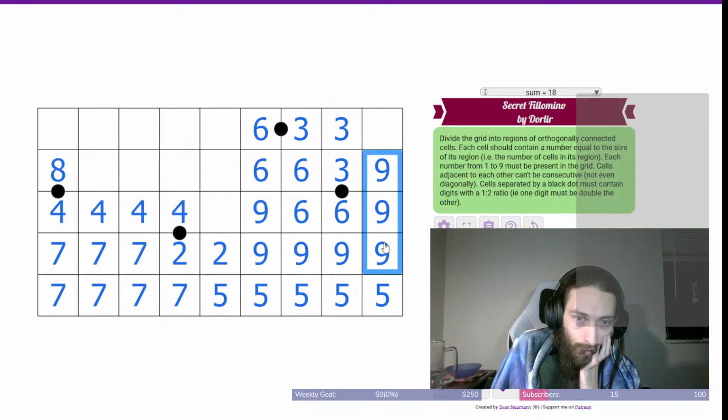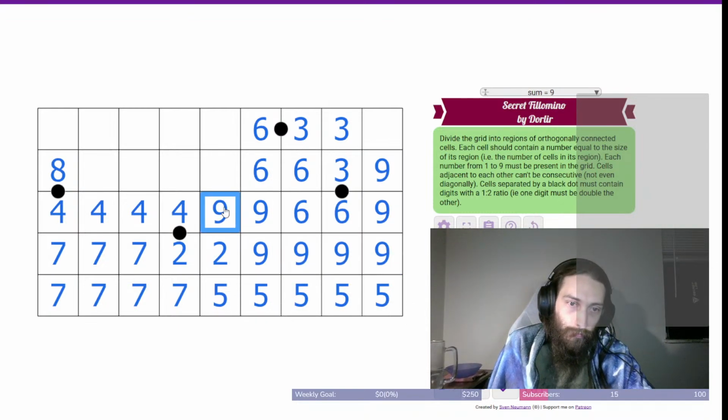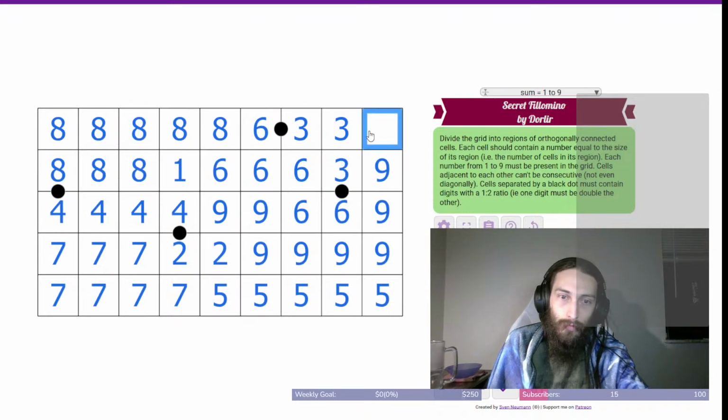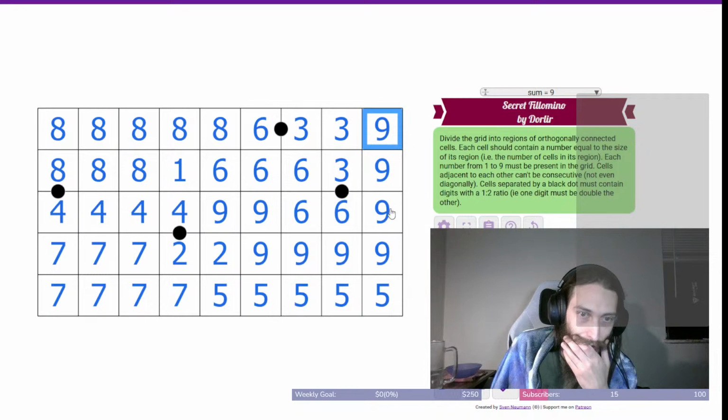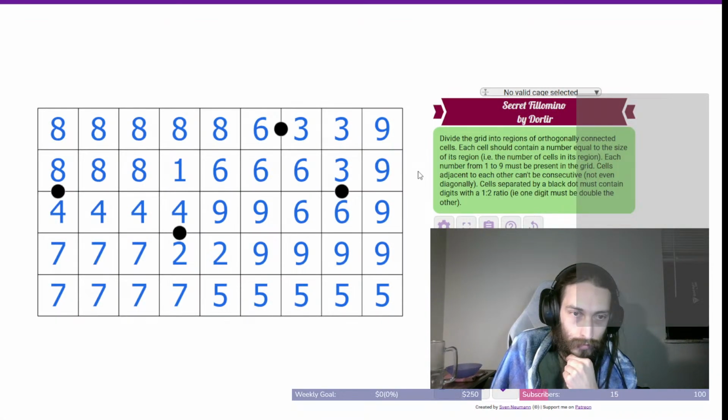We need 2 more 9s. So it has to be here. Right. But now 8 can't go. 8. So now 8 has to fit into this region. 6 goes left 1. 1 and 9 is up there. Nice.